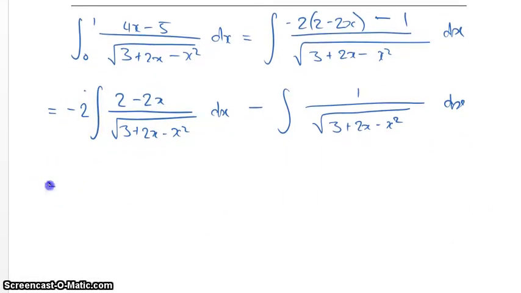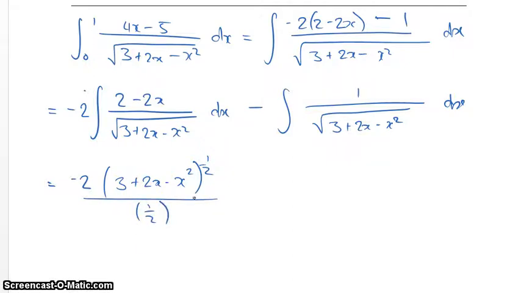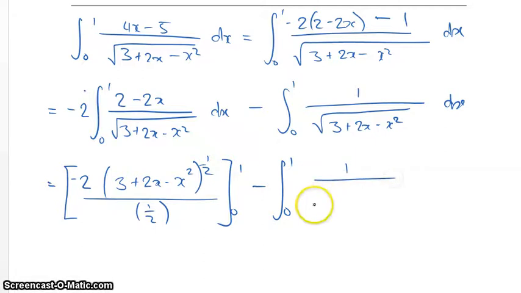Okay, so this is nice and easy. That's going to be minus 2, stays at the front. Then we just take this thing on the inside, 3 plus 2x minus x squared, increase its power by 1, divide through by the new power. And that happens, of course, between 0 and 1. Sorry, I left it out on this step. Minus, this is the integral from 0 to 1 of 1 over the square root of, and if we complete the square we get 4 minus (x minus 1) squared dx.